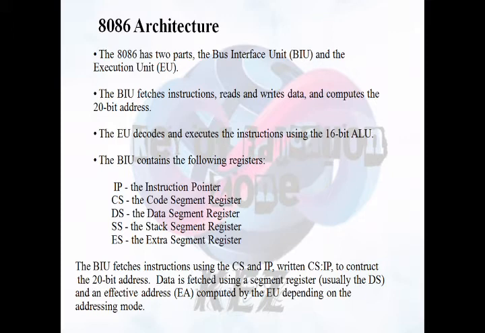8086 has two parts, BIU and EU. BIU means bus interface unit. It does fetch the instruction, read the instruction, write data, and computes 20-bit address. This is the job of BIU.